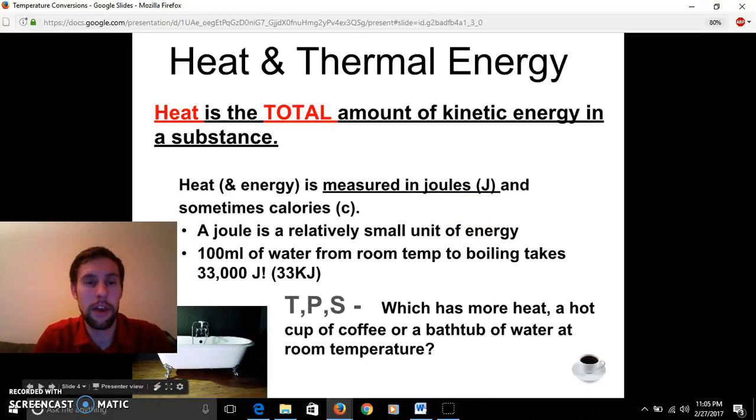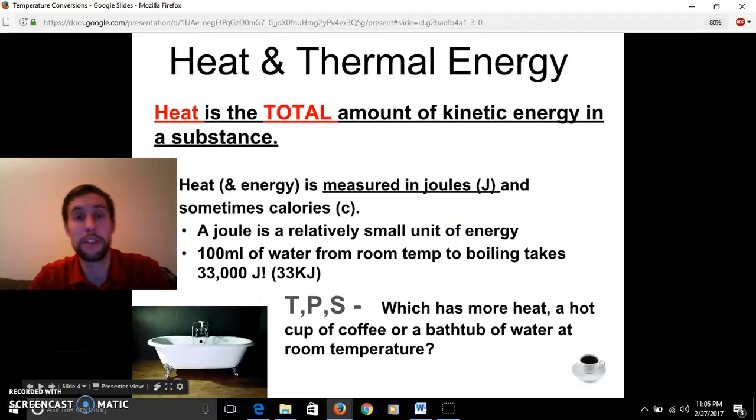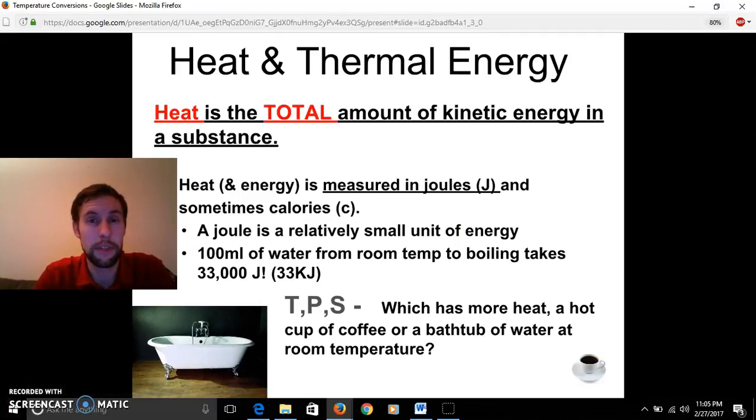All right, think, pair, share. If you're by yourself, then just take a minute, think this over, see what your answer is going to be and why, then we'll go through it. So which has more heat? A hot cup of coffee or a bathtub of water at room temperature? So pause, think about it, then when you've got an answer, hit play. The best way to learn it.